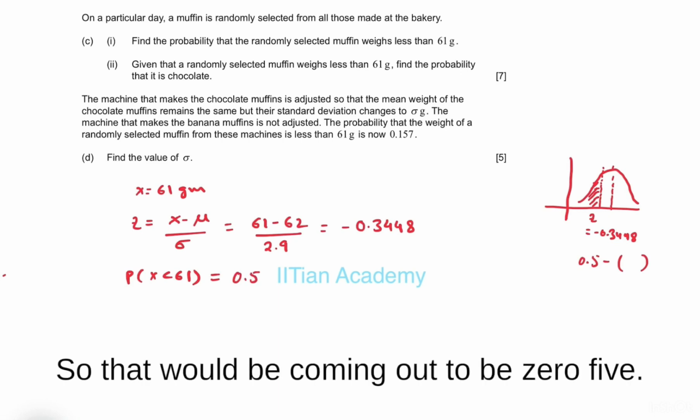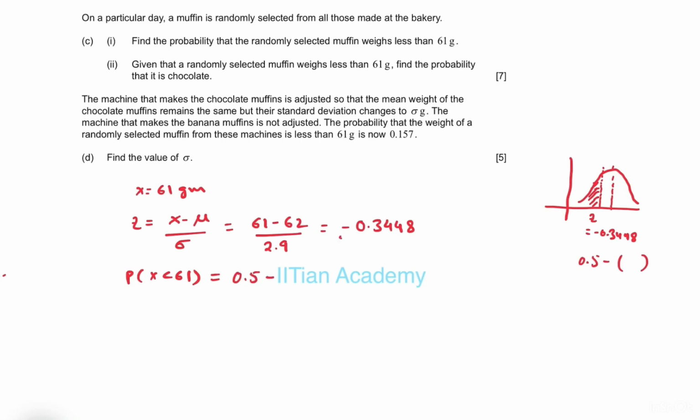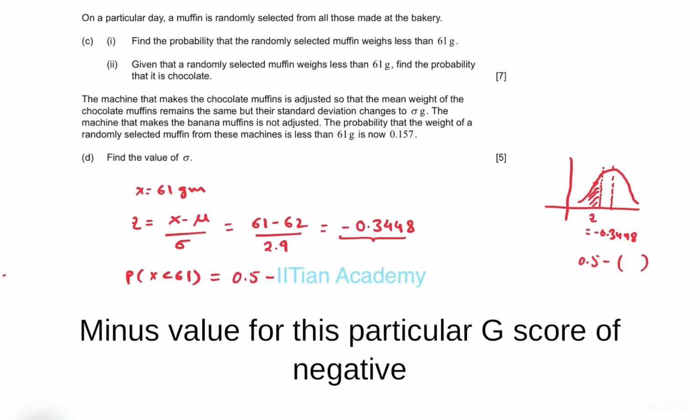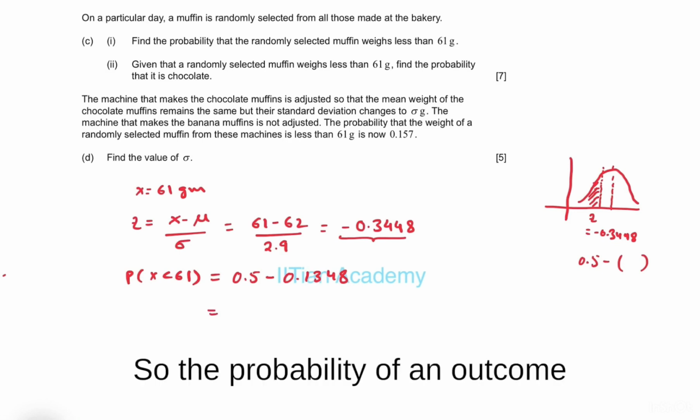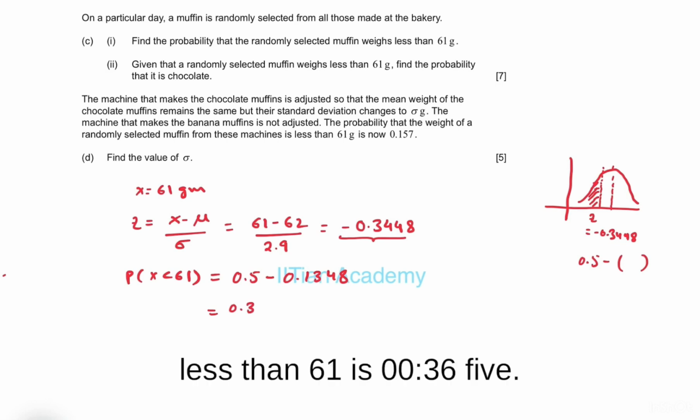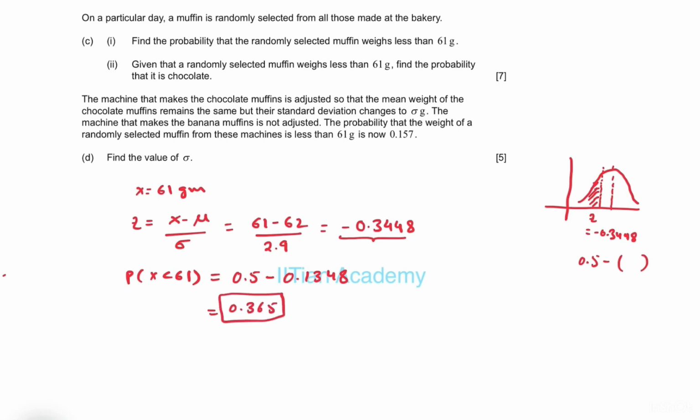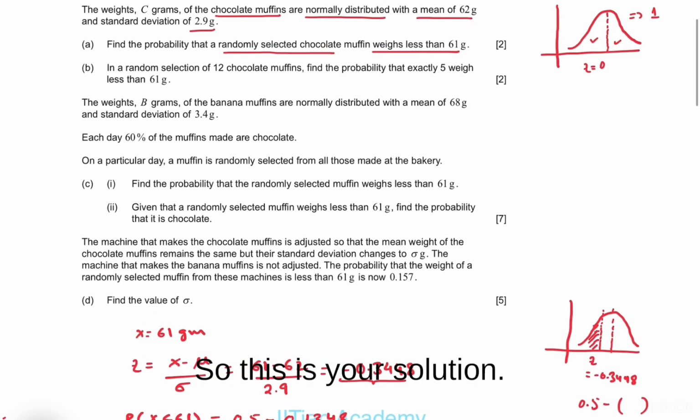So that would be coming out to be 0.5 minus the value for this particular z-score of negative, which would be 0.1348. So the probability of an outcome less than 61 is 0.365. So this is your solution.